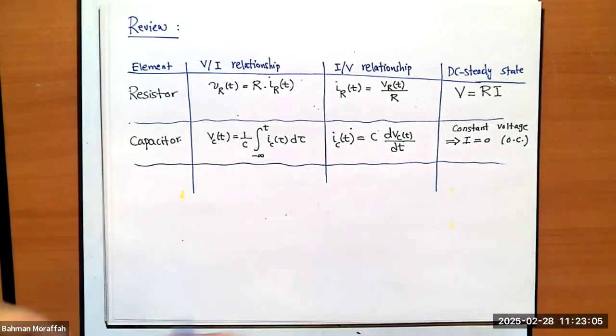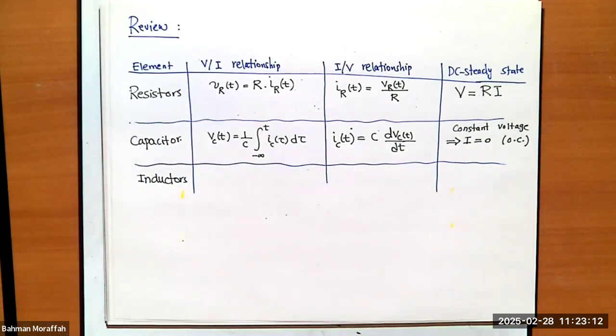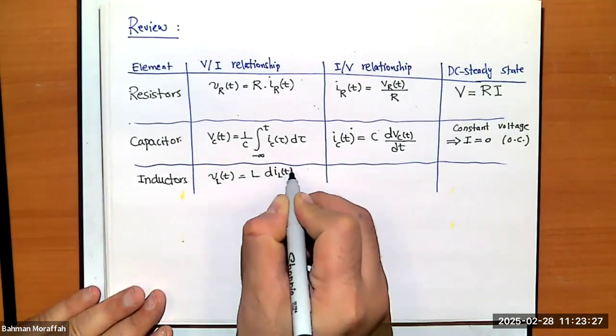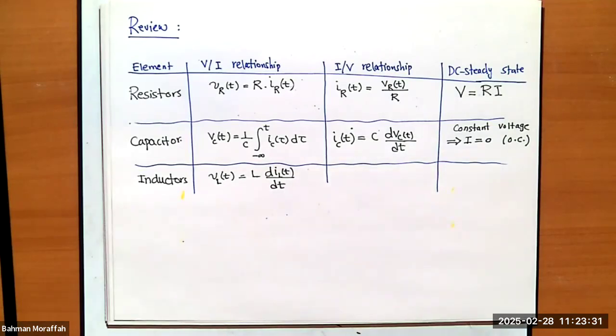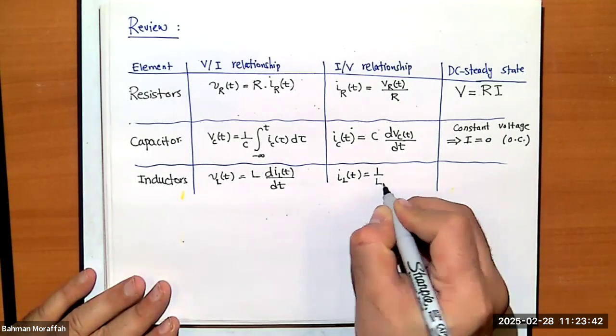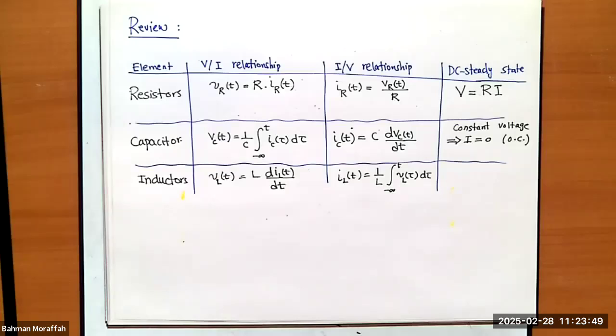The last element we talked about was inductors. We know the relationship between V and I for an inductor is through a derivative. So if I have voltage across the inductor, VL of t, that is L diL/dt. Again, this is a linear operator, so I can find the IV relationship, which is going to be through an integral. So IL of t is 1 over L integral from minus infinity to t of VL of tau d tau, right? And what happens if the current through the inductor is constant?